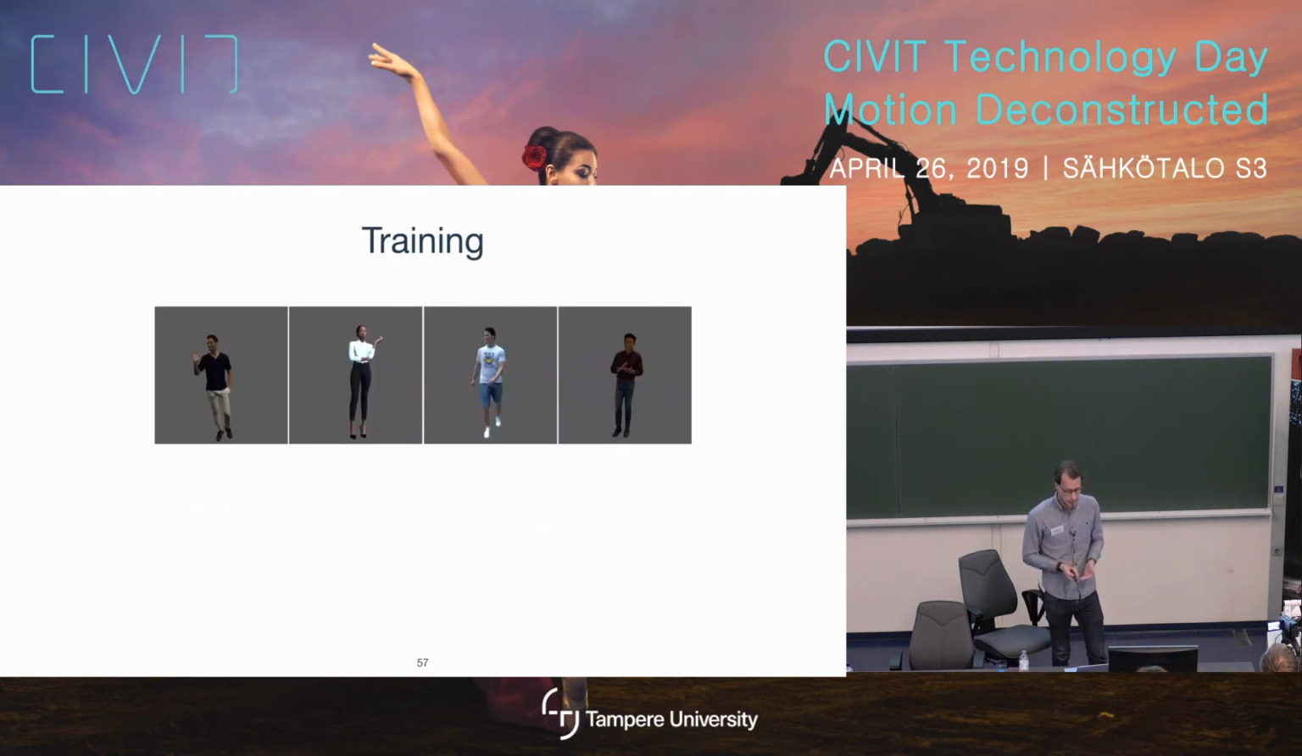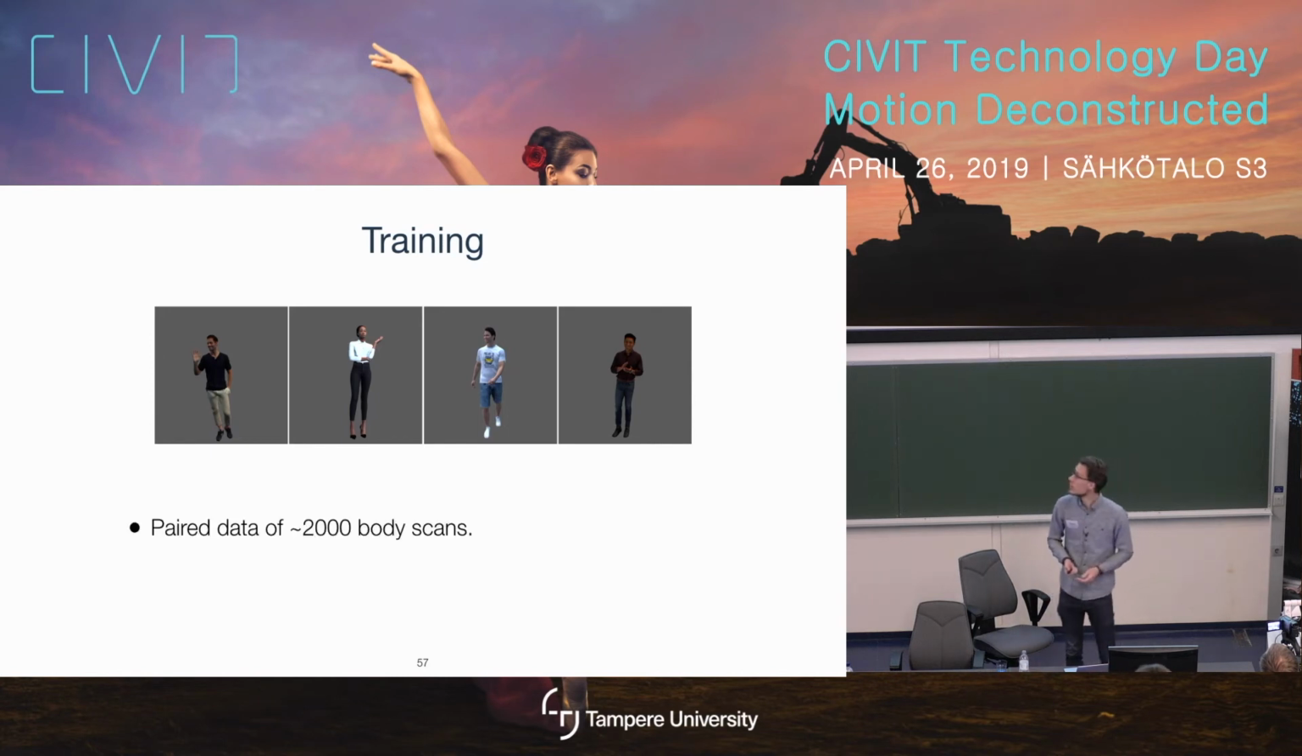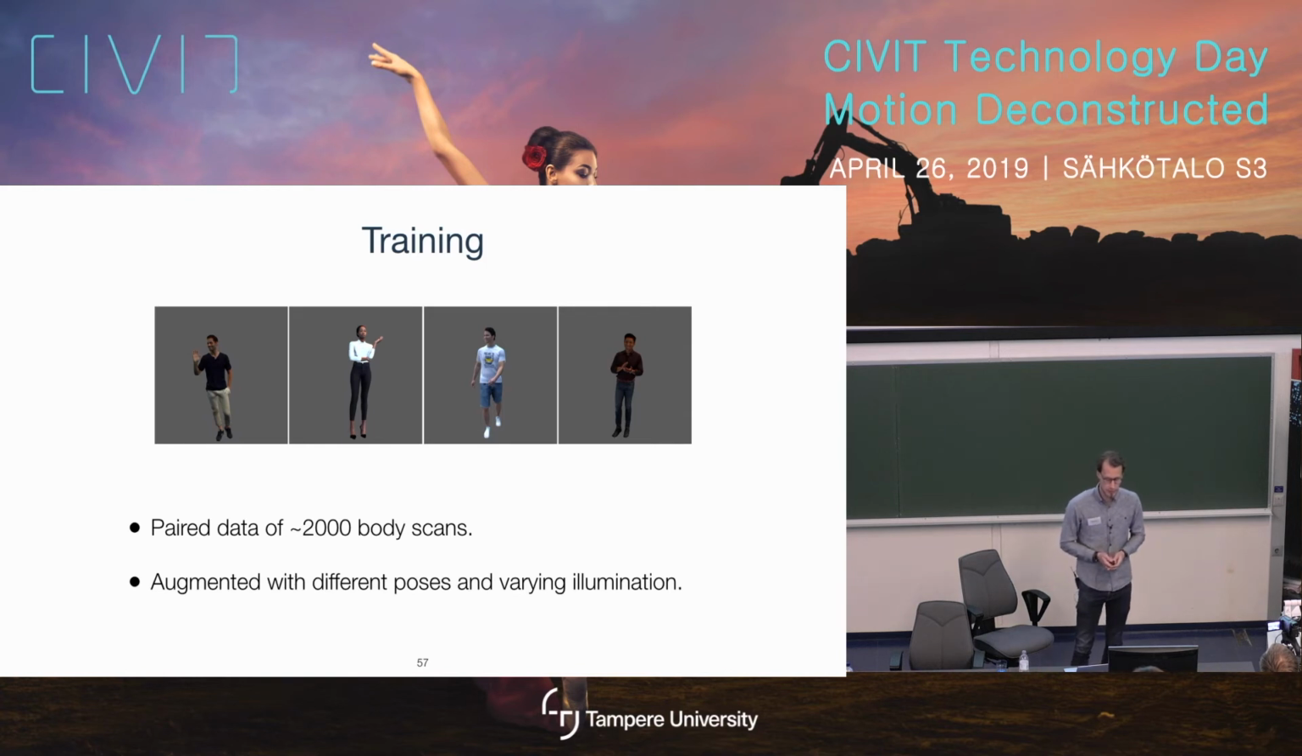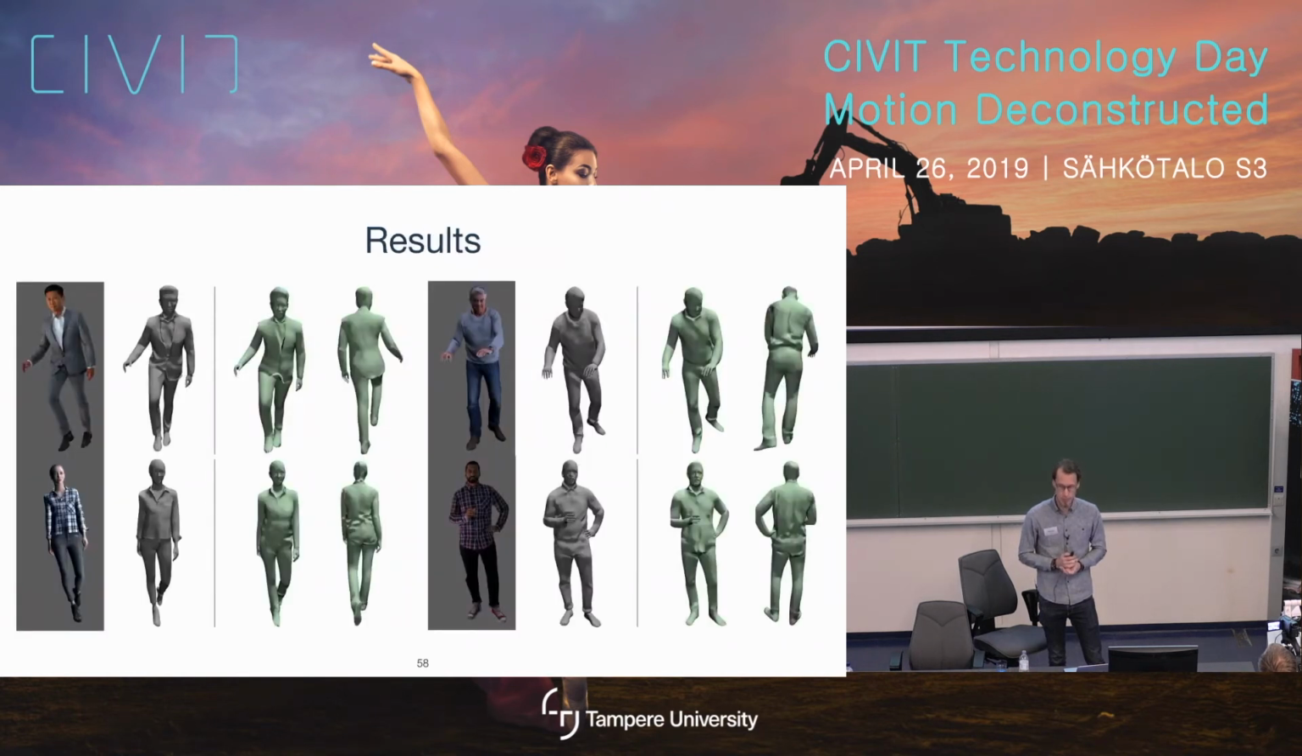So how do we train this? Again, we have this data set I showed you before with roughly 2,000 body scans, and from these body scans we created these normal and displacement maps, and we can just render these scans to create realistic images. And we did this also with different poses and varying illumination. So this time we are not restricted to these A poses, but we take whatever pose, and we render it with different illumination to simulate realistic illumination conditions in real-world images. And it turned out that that works really, really well.